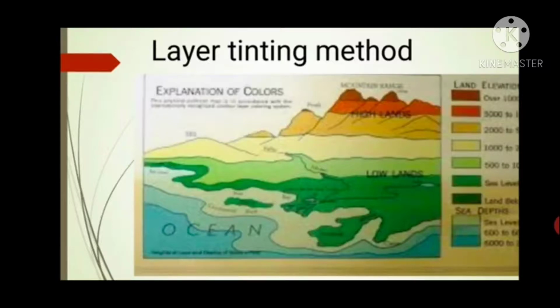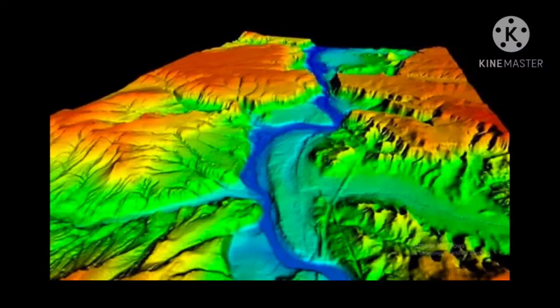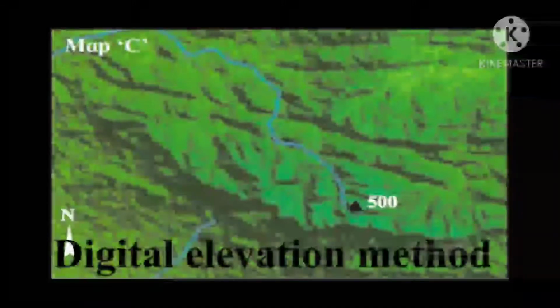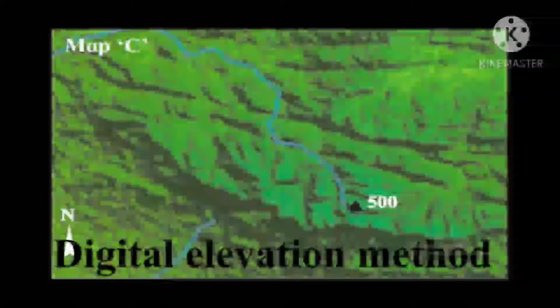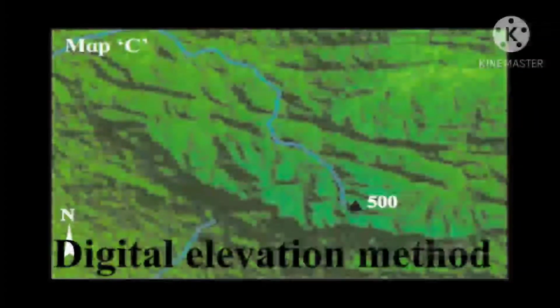The next method that we are going to see is the digital elevation model. This is a modern method of representing various landforms on a map. It makes use of the information obtained through man-made satellites and presents it through the computers. The difference in the height of the landform can be clearly seen in such maps.